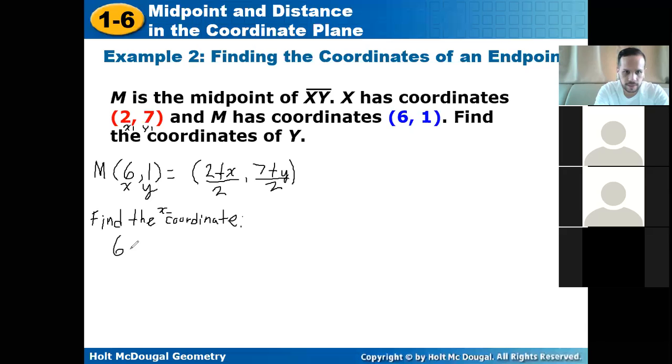It's going to be 6, and we're going to use this part of the formula. So it's going to be 2 plus x divided by 2. Okay, so it's going to look like this. Now we have to multiply both sides by 2.